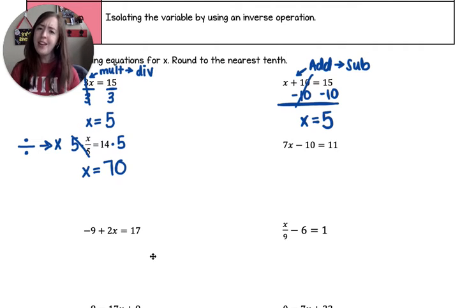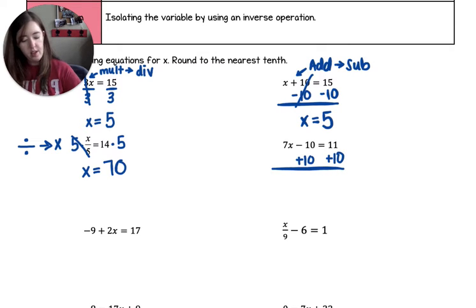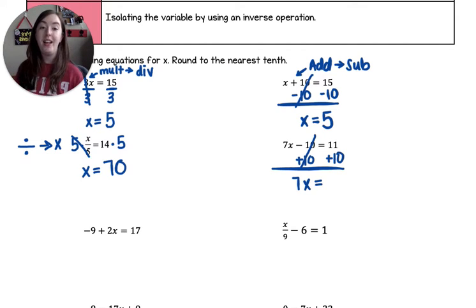What do you think I have to do with my 10 first? Go through and do that real quick. So hopefully just now you were able to recognize that you need to start getting x by itself, so you decided to add 10 to both sides. We're going to work our way into that x. We're going to get rid of that 10. So these 10s add to 0. Negative 10 plus 10 is 0. So 7x plus 0 is 7x. And over on the other side, we have 11 plus 10, which is 21.